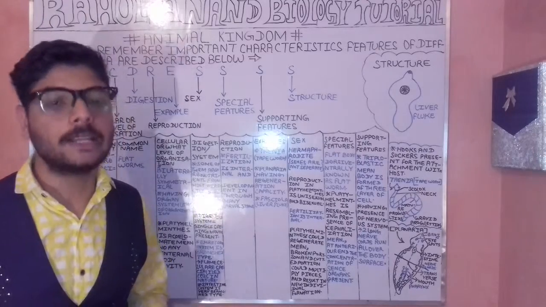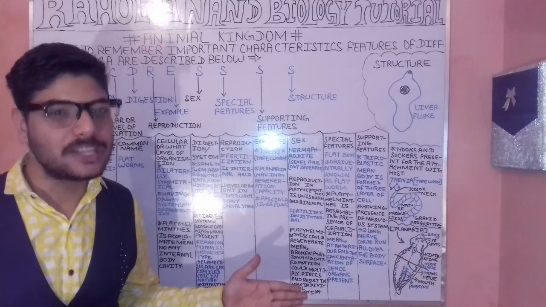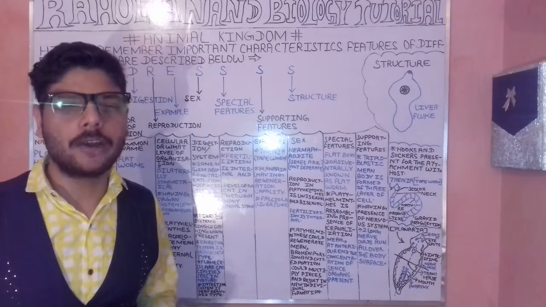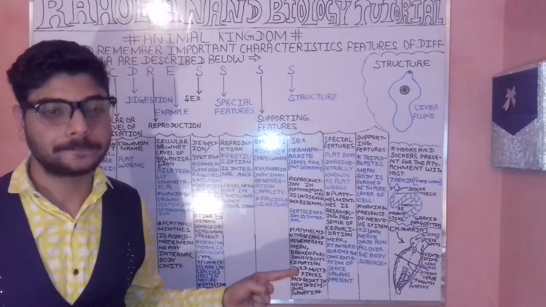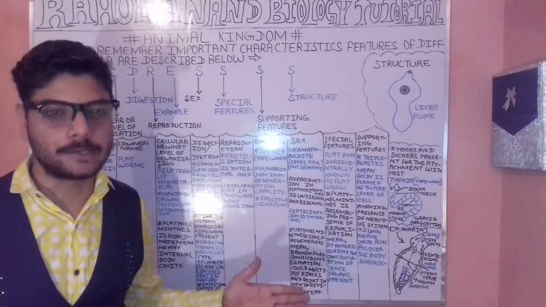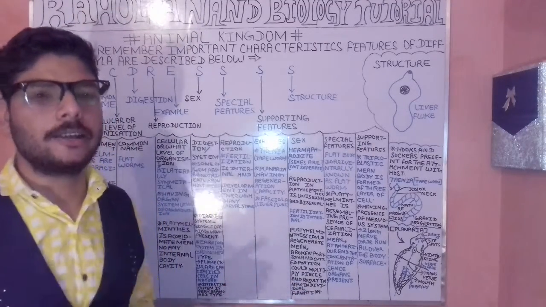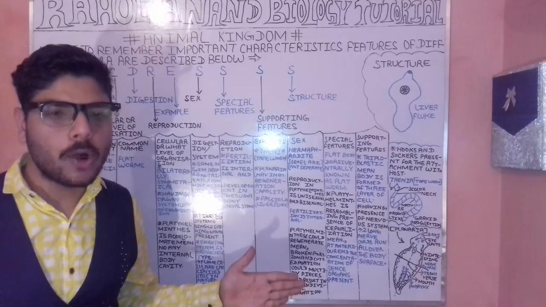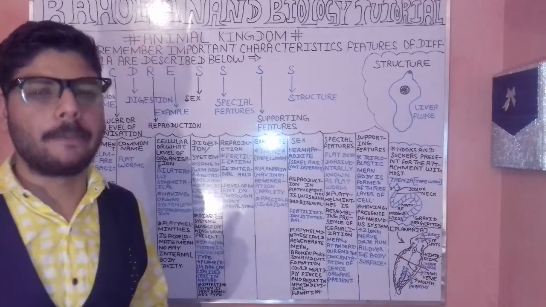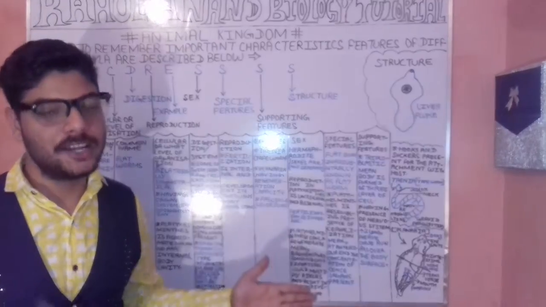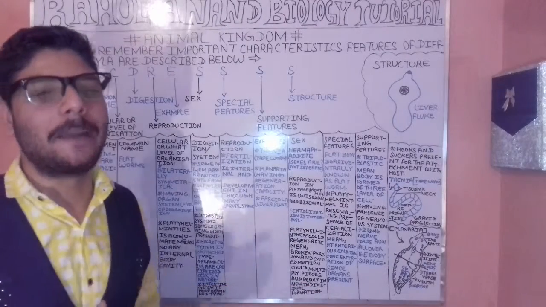After that we have the R. The R is for reproduction, meaning the reproductive system. Then the S is a bit specialized in nature: here we have the sexes, then the specialized features, then the supporting features. In the last we have the structure.